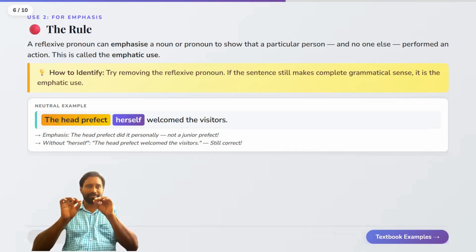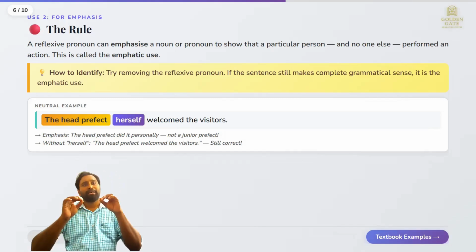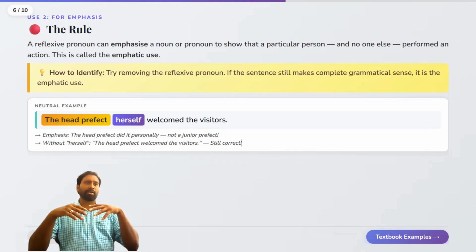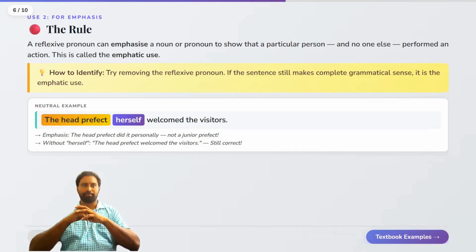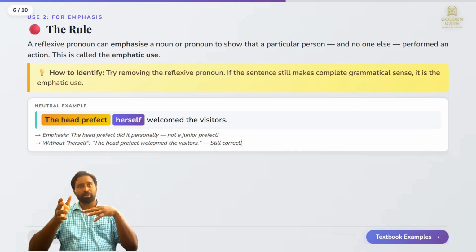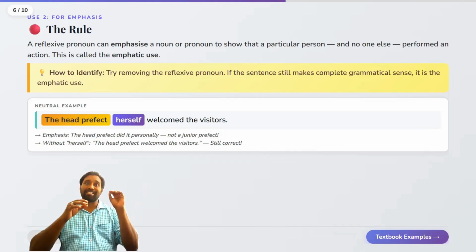Let me show you this with an example. Look at this sentence. The head prefect herself welcomed the visitors. Now, why do we use herself here? That is to emphasize that the head prefect did it personally, not a junior prefect, not the deputy head prefect, not a teacher, not the section head, not anyone else, but the head prefect herself.